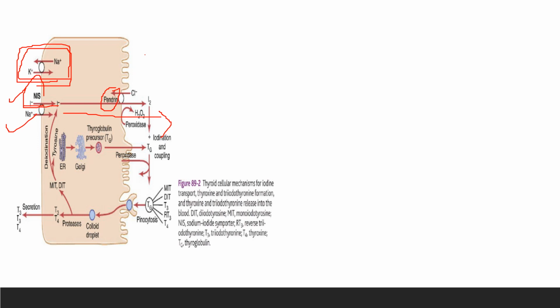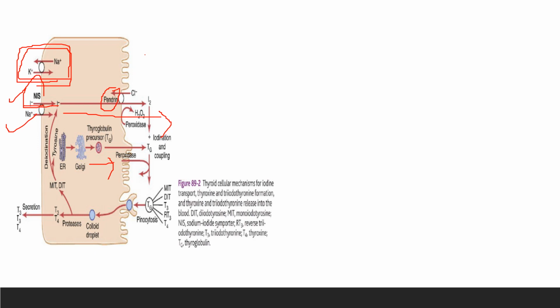Now after that, what happens when the iodide is released into the follicular lumen? In parallel to the secretion of this, the follicular cell secretes another material, that is your thyroglobulin, into the lumen. Now thyroglobulin contains the tyrosyl group to which this iodine will ultimately attach. So first step is iodine trapping.